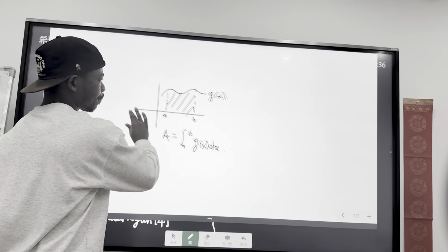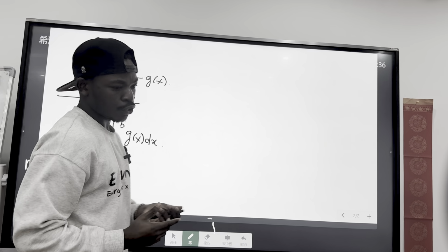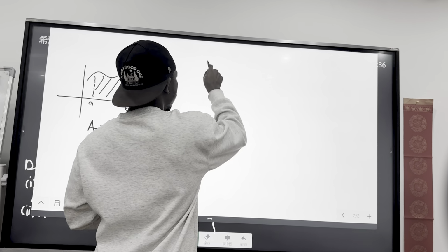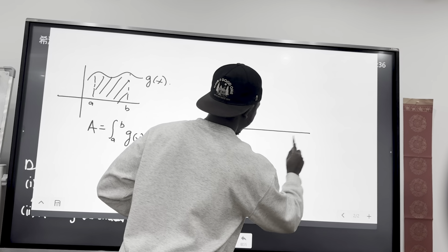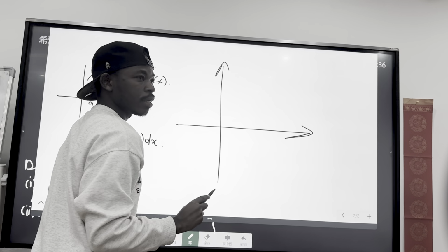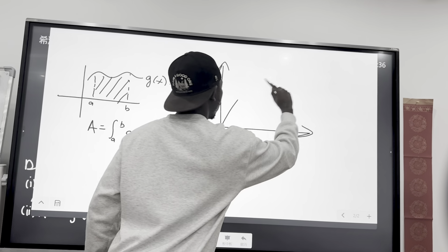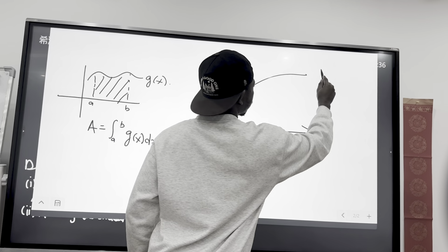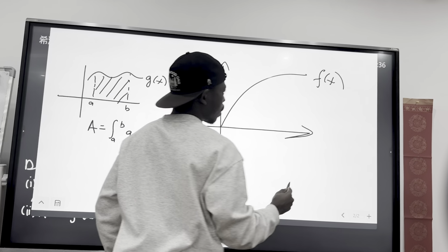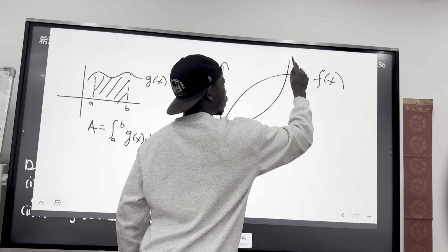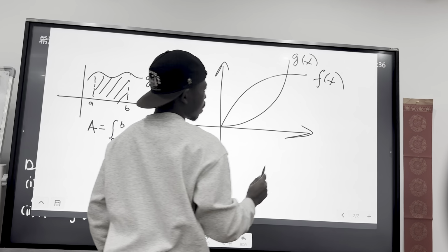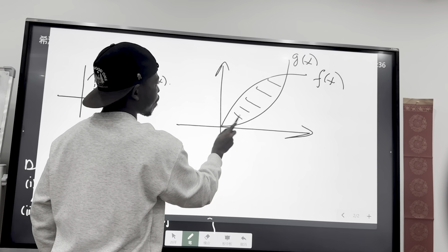Now, sometimes you could have two functions. So let's say I have something like that. Let's suppose you have this function that goes like that. Let's call it f of x. And another function that goes like that. Let's call it g of x. Then they ask you to find this area.